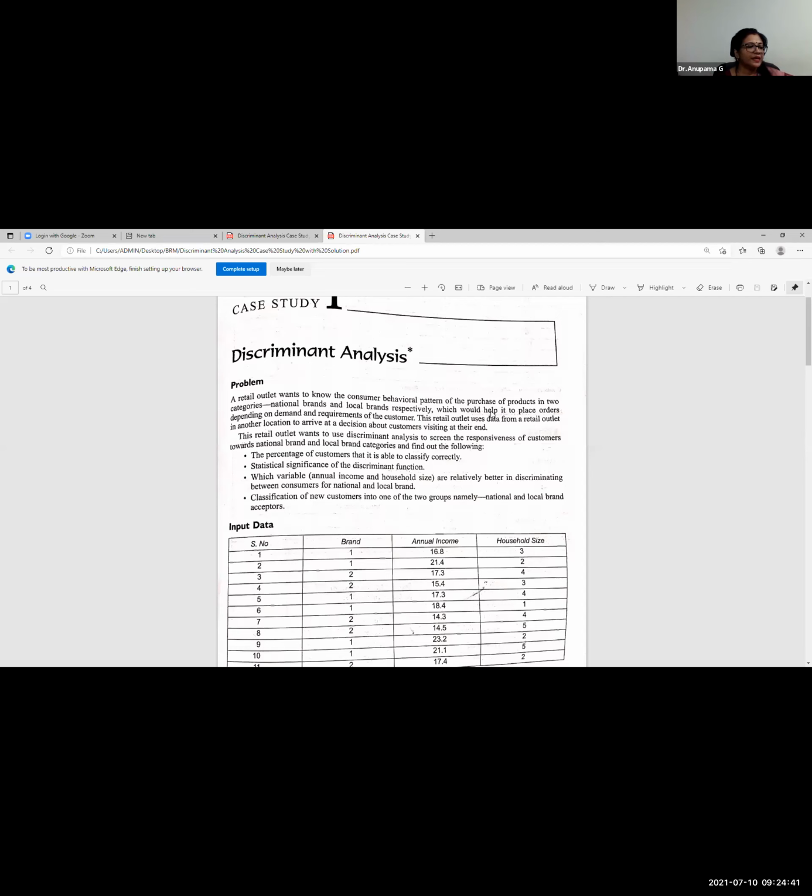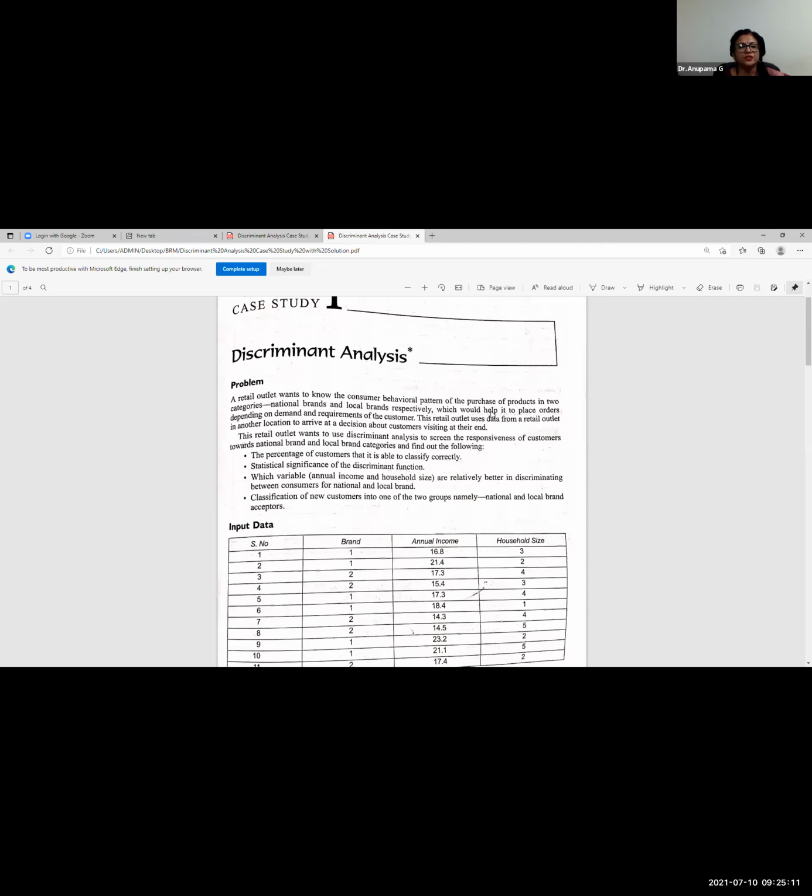Now there should be data based on which the analysis can be done in order to come to that conclusion of whether you can classify customers or discriminate between customers based on their characteristics. So what is the retail outlet doing in this case? The retail outlet uses data from a retail outlet in another location to arrive at the decision about customers visiting the shop. So what are some of the things that are mentioned here?